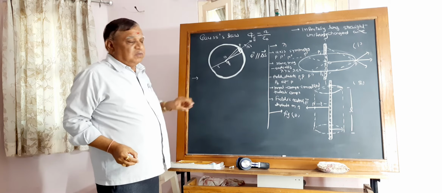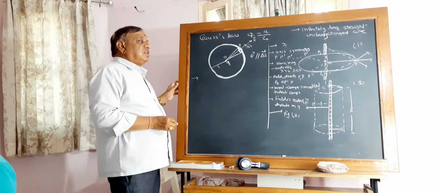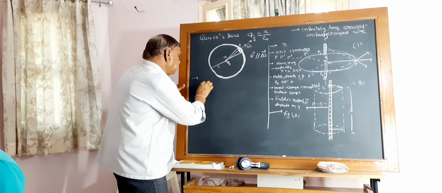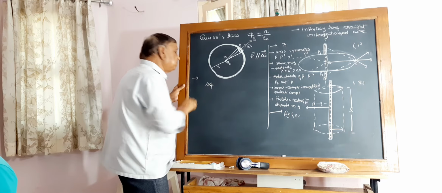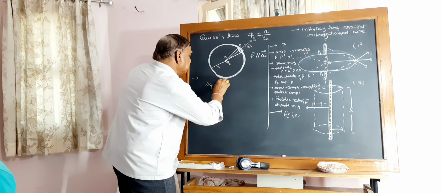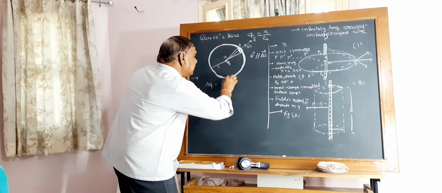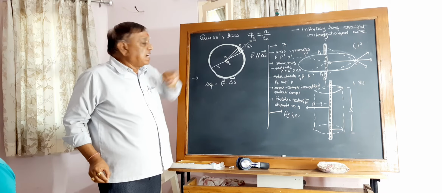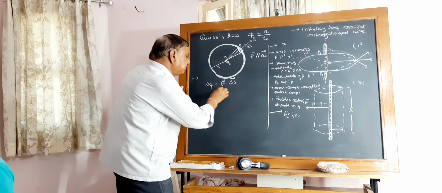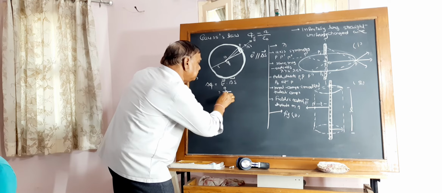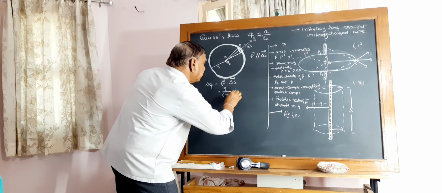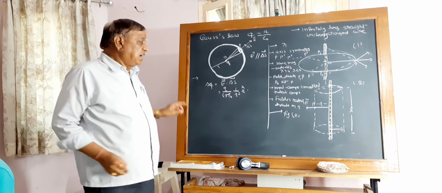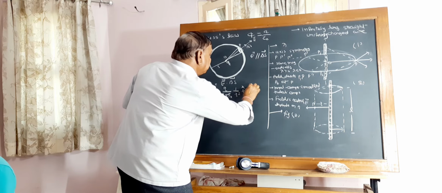Now we can write flux associated with the small area element, delta phi, equals vector E dot delta S. But field due to point charge at a distance r is given by q upon 4 pi epsilon 0, 1 upon r square r cap, and delta S is the surface vector.